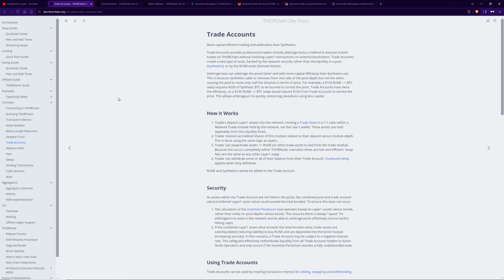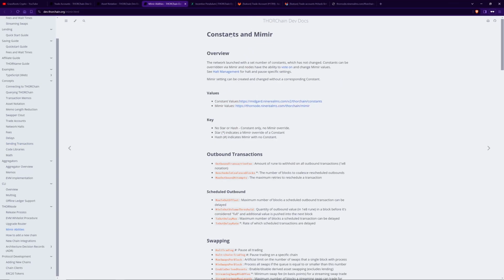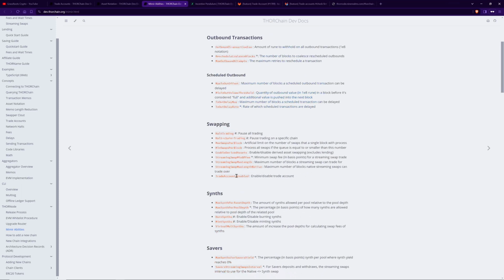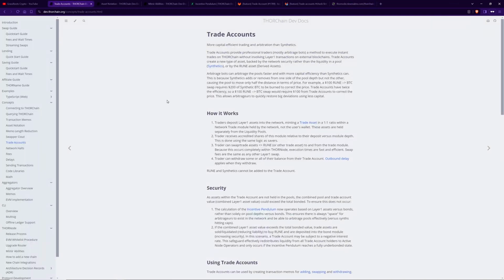As of recording, trade accounts have not yet been enabled. There's a nice Constants and Mimir page here. This is the Mimir value, or the constant value, that enables and disables trade accounts. Having a look today, it's not currently in Mimir, which means it's not flagged on. However, I do know that all the testing is done in StageNet. It should be any day, hopefully, that trade accounts get turned on.